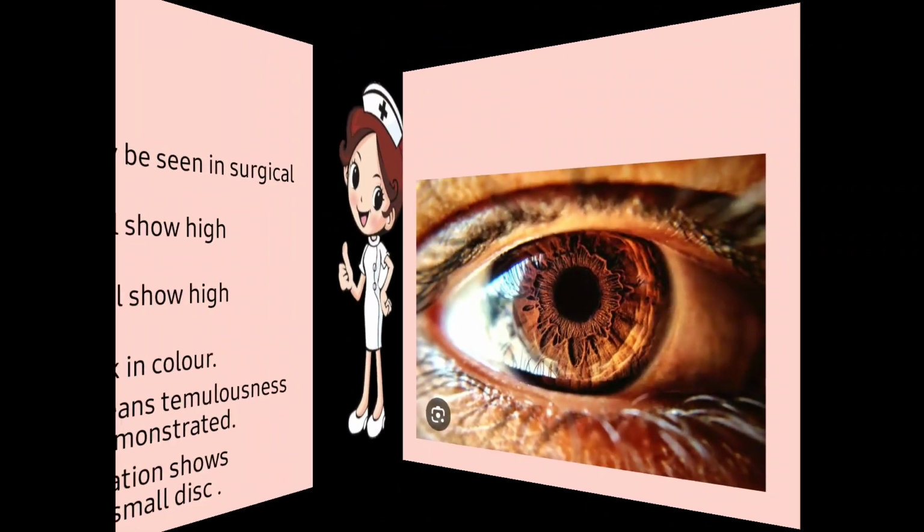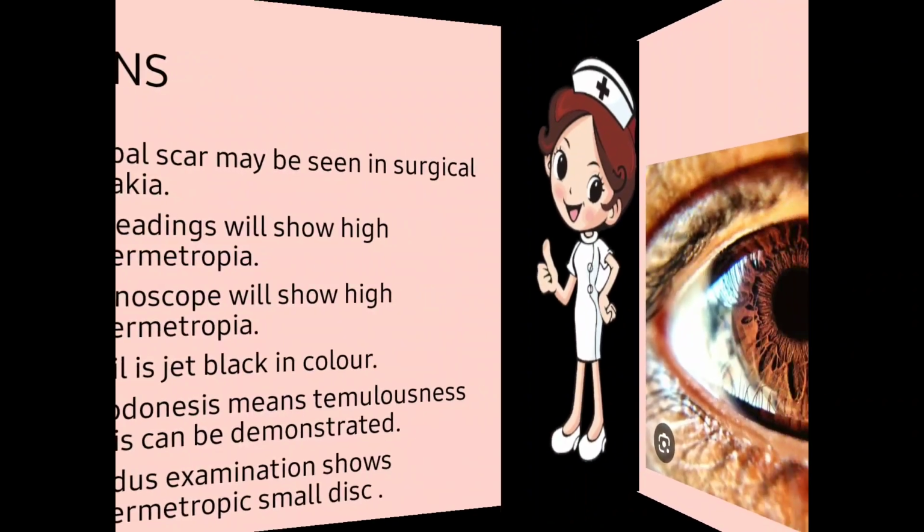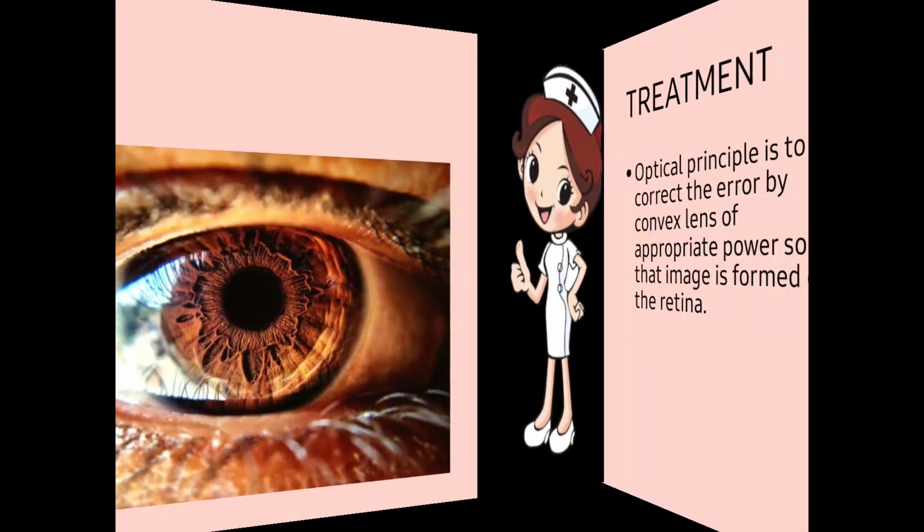Next one, iridodonesis, meaning tremulousness of the iris, can be demonstrated. The iris may be in a trembling condition because there is no support of the crystalline lens behind it. Fundus examination shows a small hypermetropic disc. If we see the fundus with the indirect ophthalmoscope, it will show the small hypermetropic disc. These are the signs. Let's move to the next.